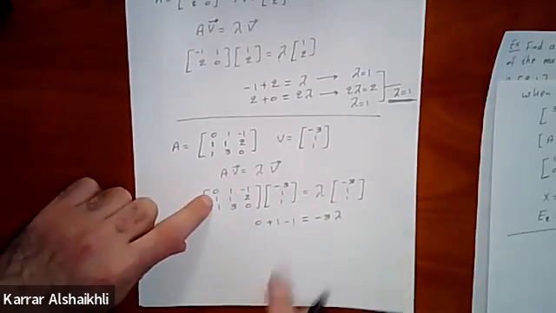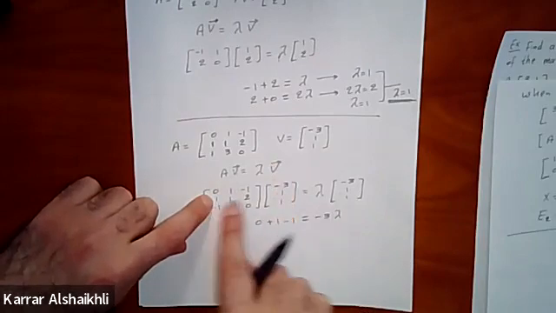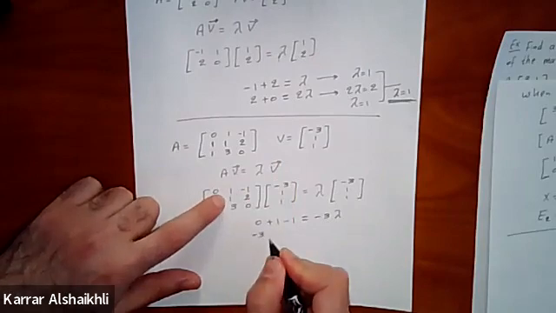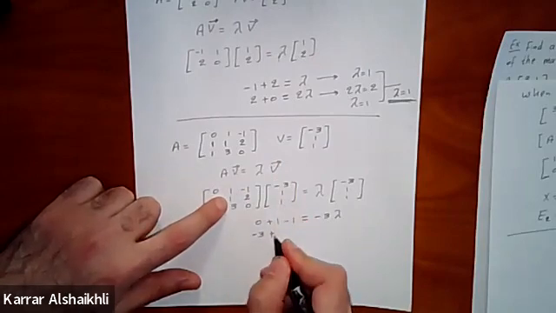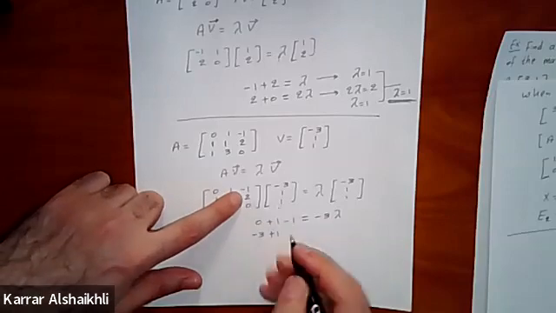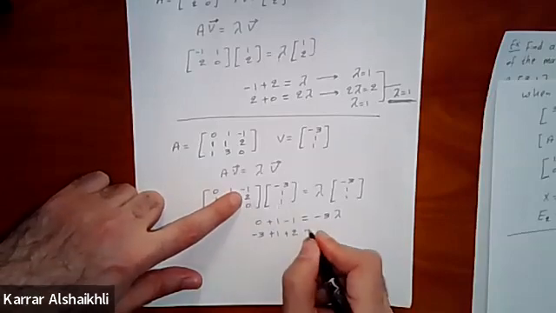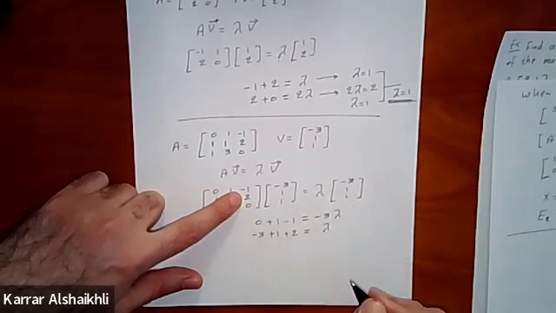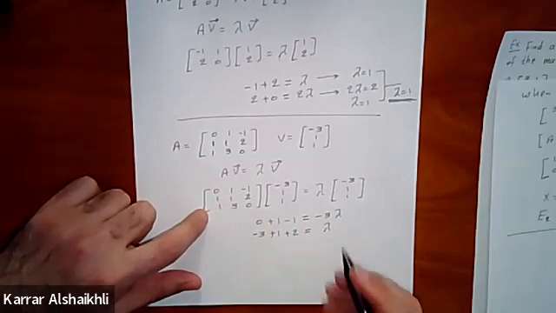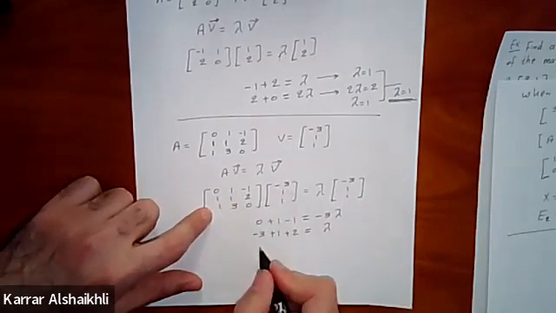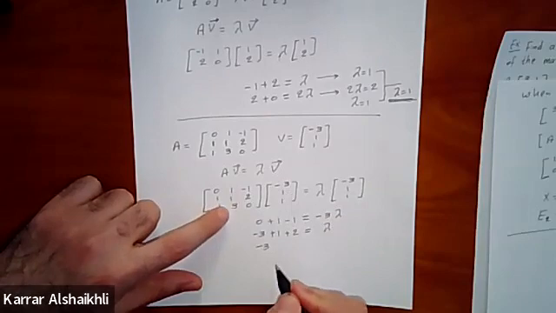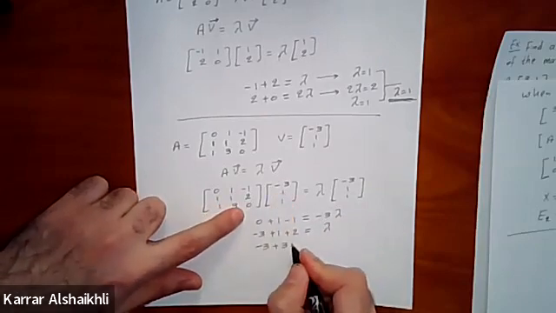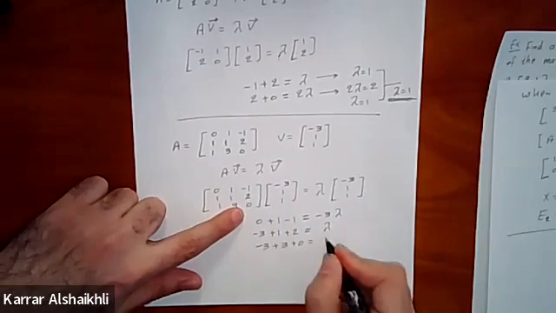The second row with this column: 1 times negative 3 is going to be negative 3, 1 times 1, so plus 1, 2 times 1, so plus 2, equal 1 lambda. The third row with this column: 1 times negative 3 is going to be negative 3, 3 times 1 is going to be 3, 0 times 1 is going to be plus 0. Equal lambda.